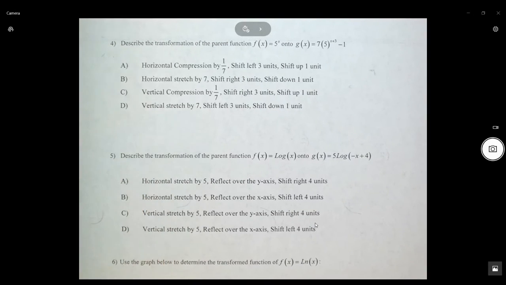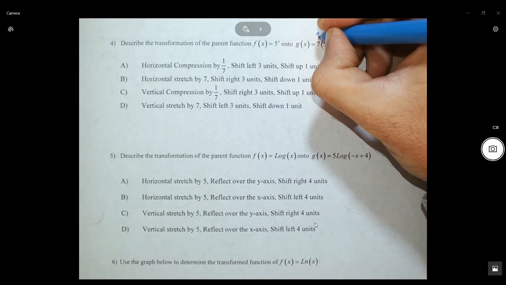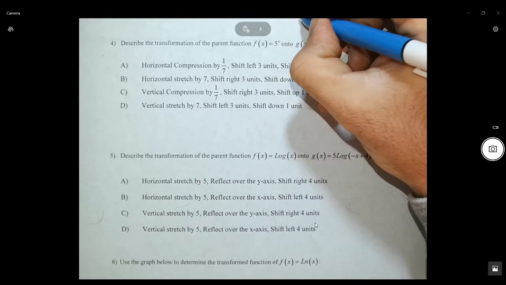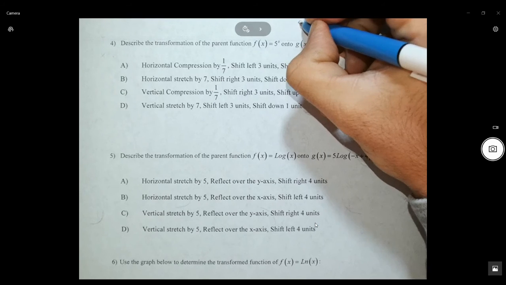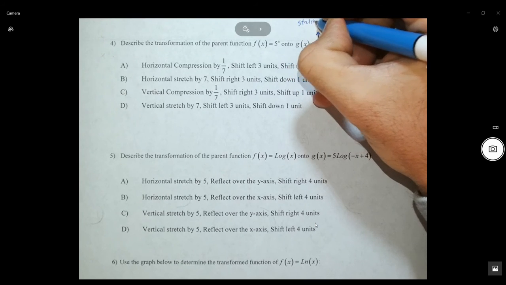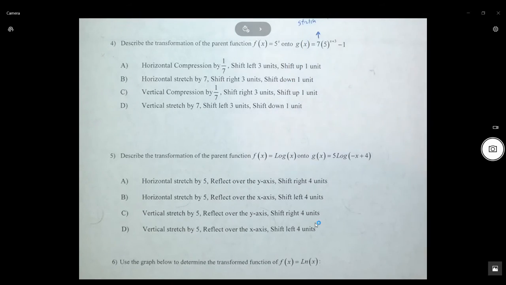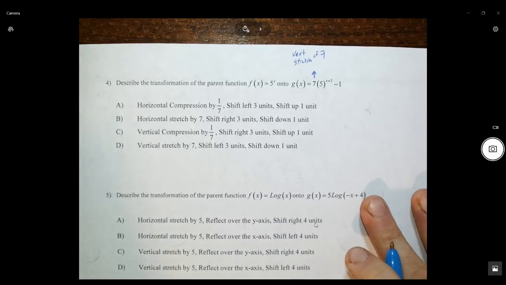Describe the transformation of the parent function 5 to the x, and you have this function with these different transformations. All right, let's just go through and talk about each one. First, we'll start in the front. You have the 7. 7, because it's greater than 1, it's going to be a vertical stretch of 7. So that's the 7 there.